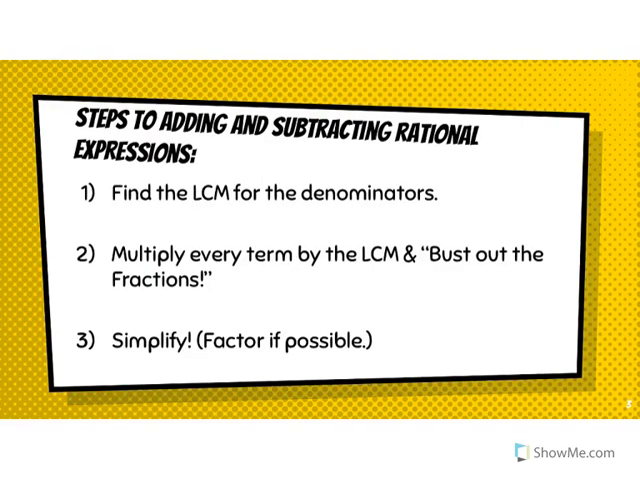Steps to adding and subtracting rational expressions. For step 1, you're going to find the LCM, lowest common multiple, for the denominators. Number 2, you're going to multiply every term by the LCM and bust out that fraction. Number 3, you're going to simplify and factor if possible.